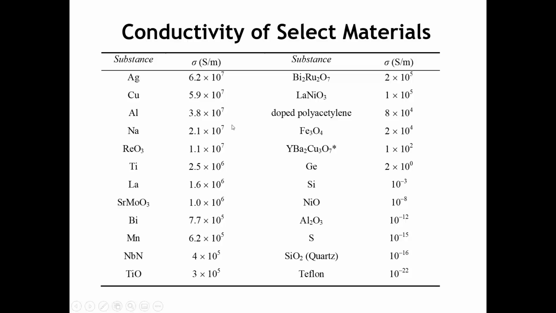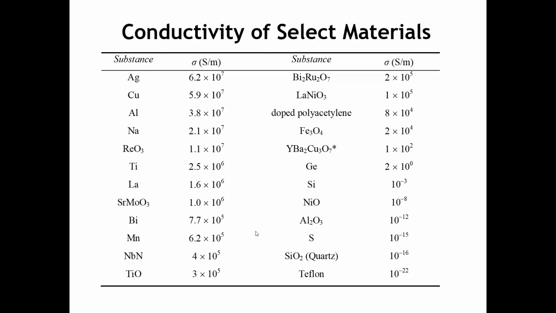Aluminum is not too far behind, and then we have a mixture of metals. We encounter rhenium trioxide, which we talked about a couple lectures back, and we see that it has quite a high conductivity. And then we find some other oxides. Here's a nitride, niobium nitride. So what do we see when we look at this table? Here are a couple of questions that I have for you.